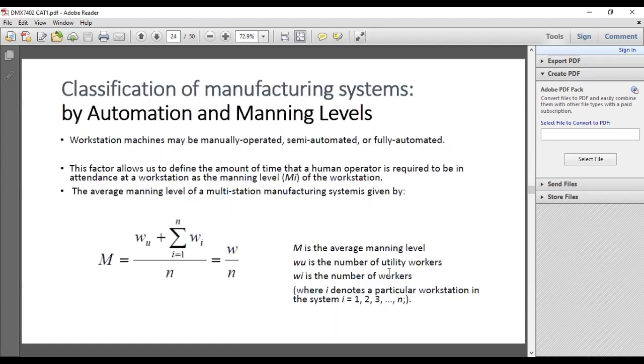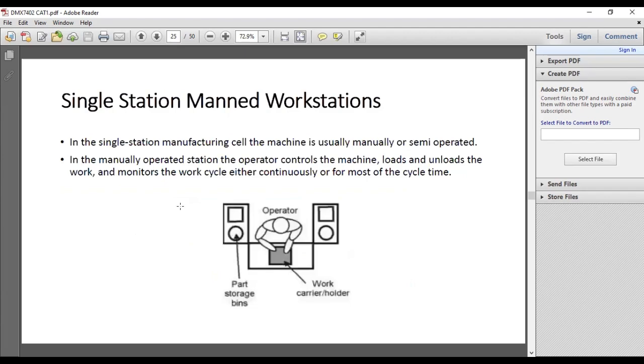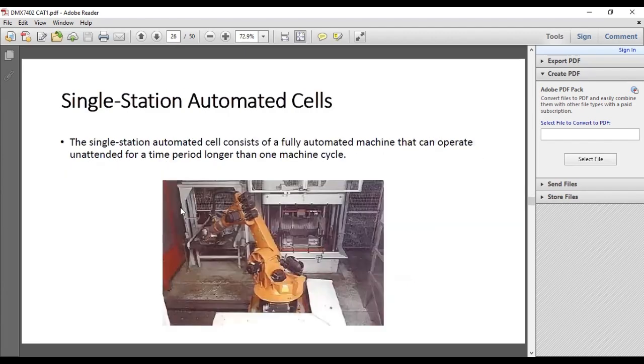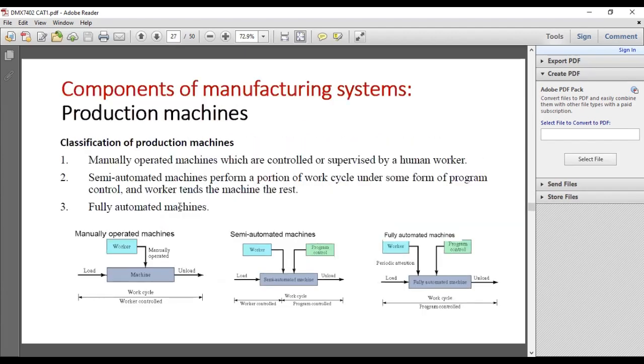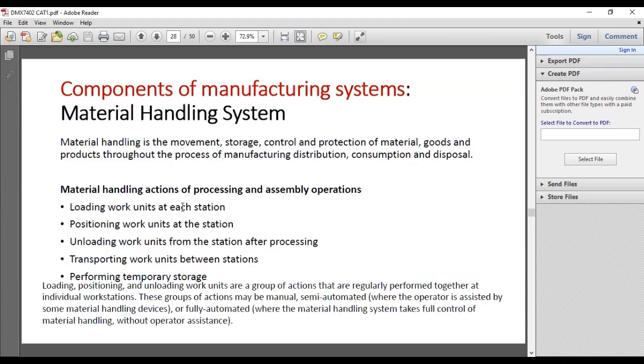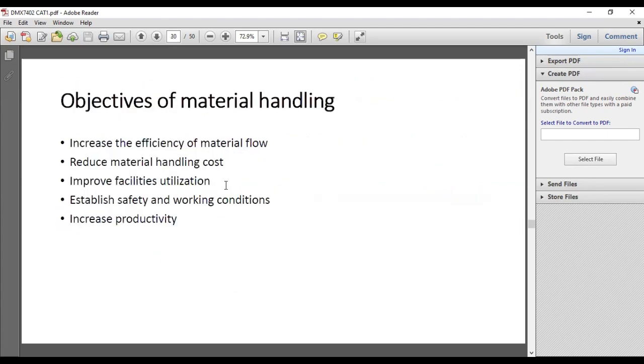So just go through all this, and you don't have to remember the equation. We will work on this later on. Just read all these.